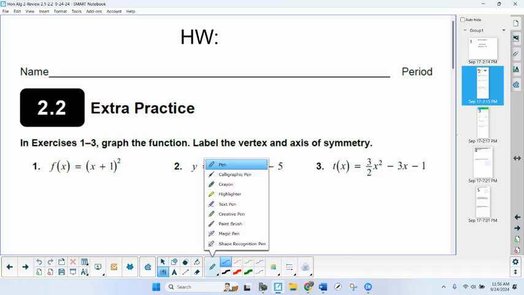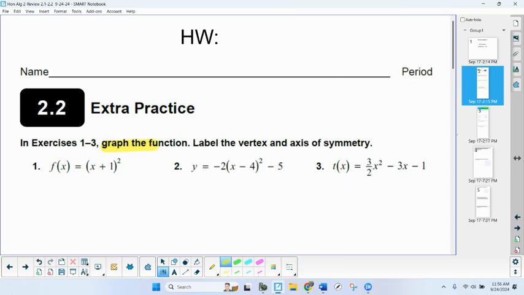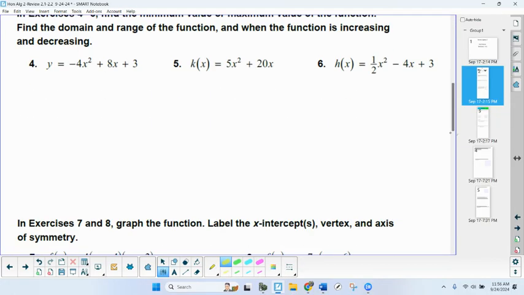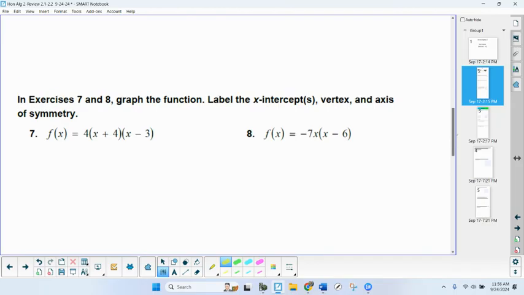Okay, so yes, graph the function, label the vertex and the axis of symmetry, and then 7 and 8: graph the function, label the x-intercepts, the vertex and the axis of symmetry. So please, when it says graph, you have to graph.